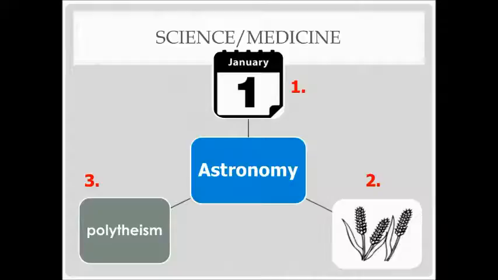What about their science and medicine? Well, you'll notice very similar to the Maya, they developed a calendar. And with this calendar, bubble number two, they would have used this to figure out when to plant crops and to harvest crops, so very important for agriculture. And number three, they would have used the important dates to practice their religion of polytheism.